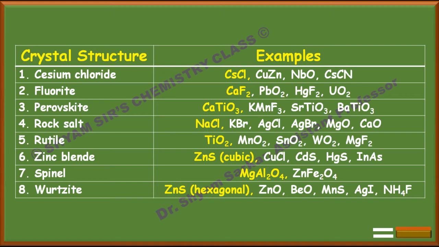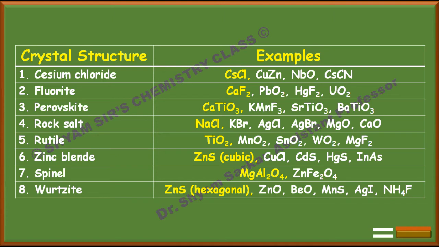Rutile means TiO2. There are many other phases also in case of TiO2, but mainly rutile structure means TiO2. There are other oxides like MnO2, SnO2, WO2, MgF2. So all these belong to rutile structure. So if you see the sixth one, zinc blende structure.